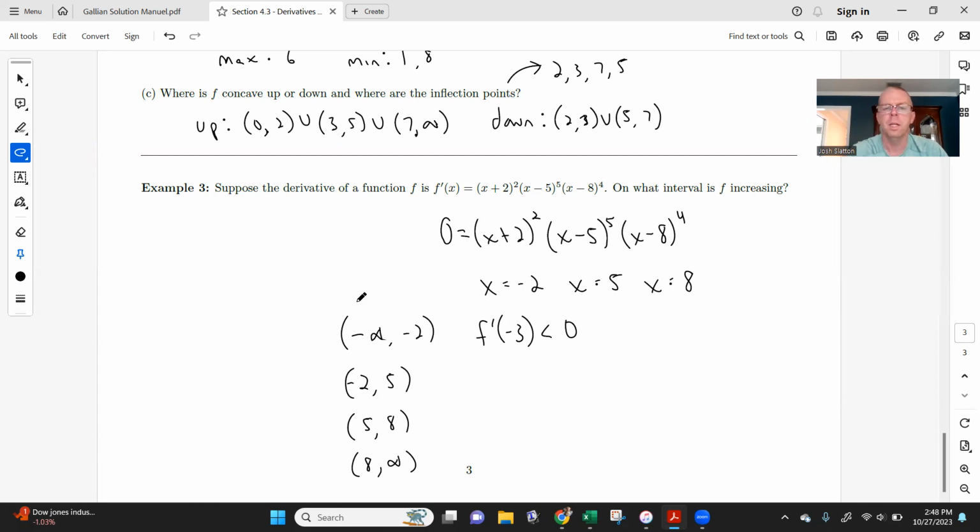-2 to 5. All right, so then pick a number in this one. Obviously, 0 is the easiest one. F prime of 0, plug in 0. 0 minus 5 is -5. -5 to the 5th is going to be negative again. So we're decreasing from -2 to 5 at least. So let's see, if we pick a number in the next interval, we can pick 6. And you plug in 6. 6 minus 5 is 1. 1 to the 5th is 1. So this one is positive.